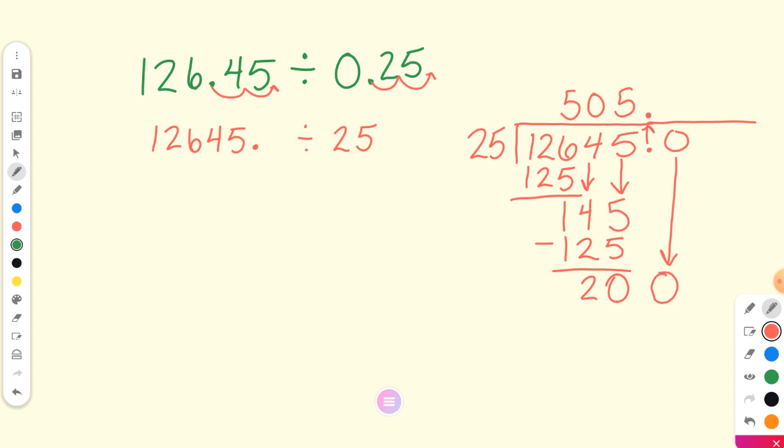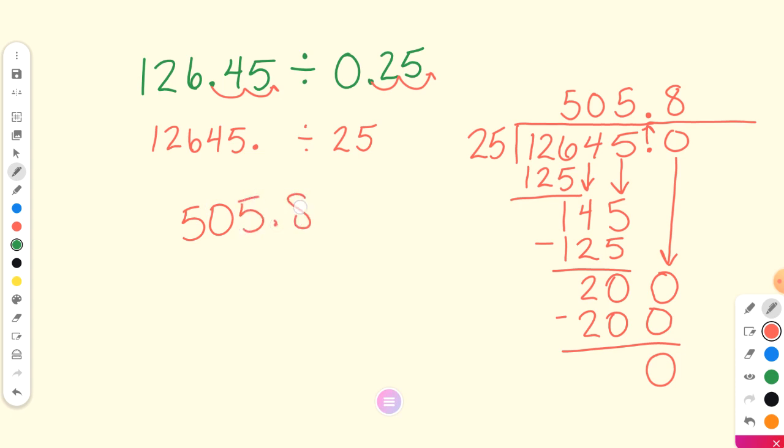Sadie, if you have $2, how many quarters do you have? 8. How many? 8. Okay, I thought you said 80. So 8 times 25 is 200. We have nothing left over. So 126.45 divided by 0.25 is 505.8.